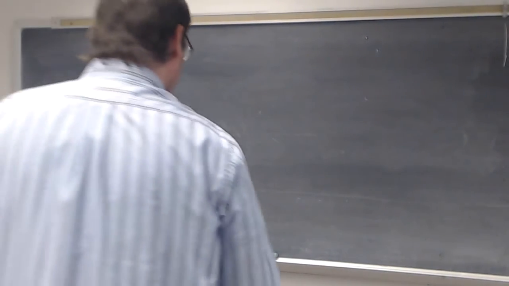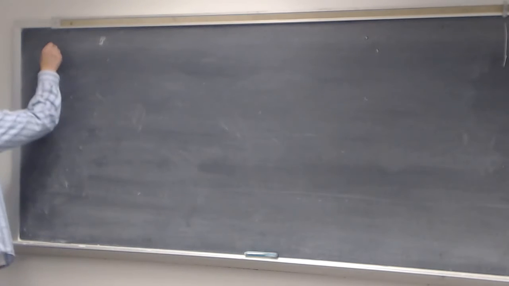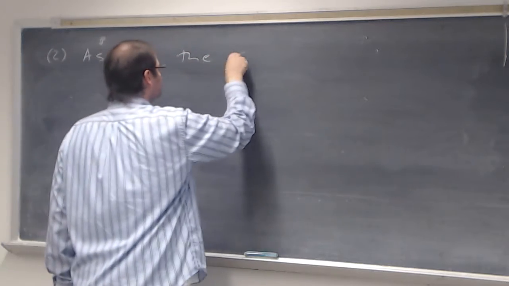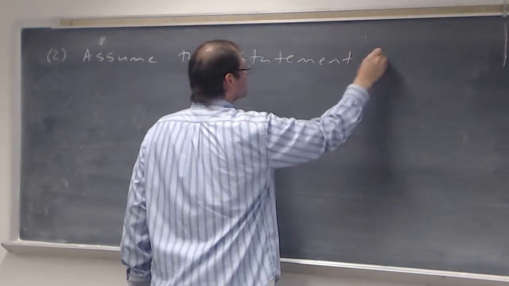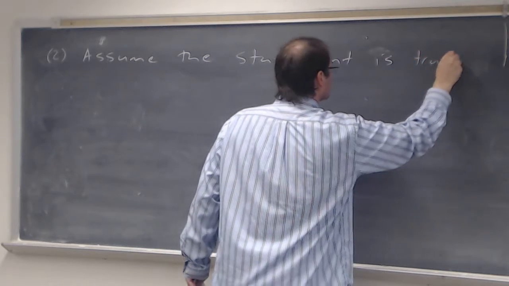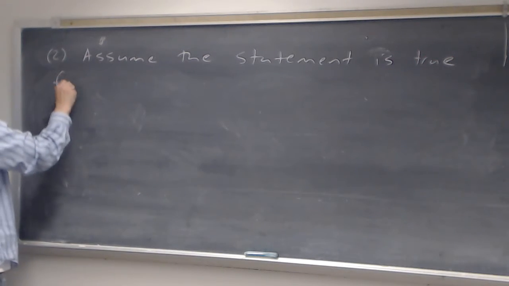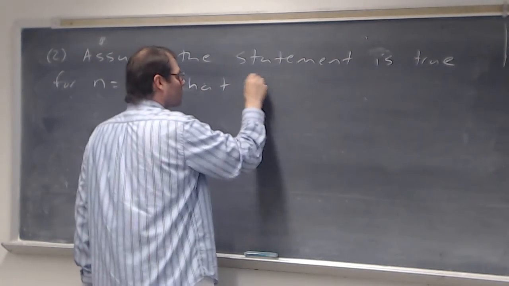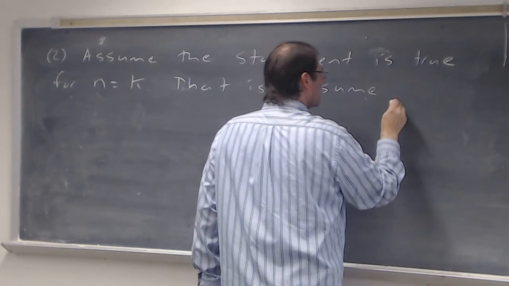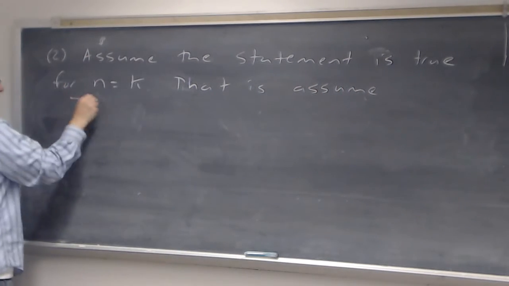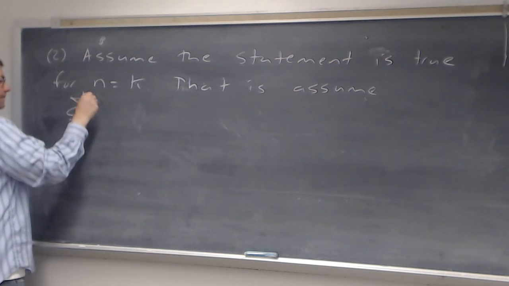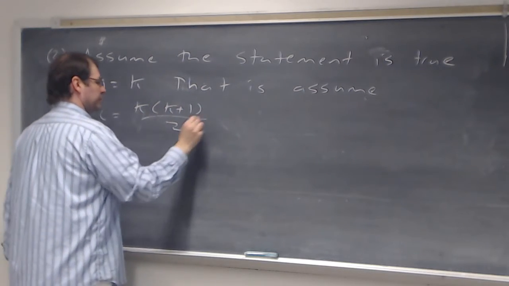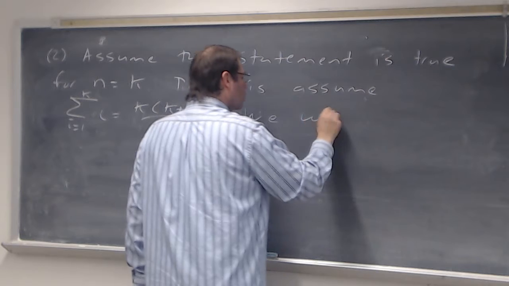Okay, we now want to show the second part. So assume the statement is true for n equal to k. That is, assume our formula is that the sum as i runs from 1 to k of i equals k times k plus 1 over 2.